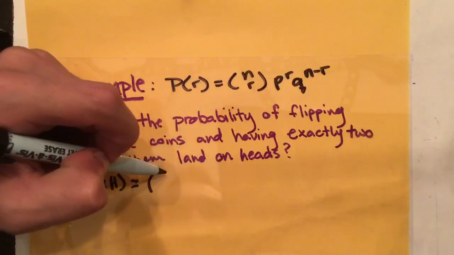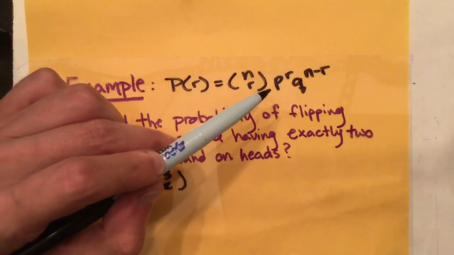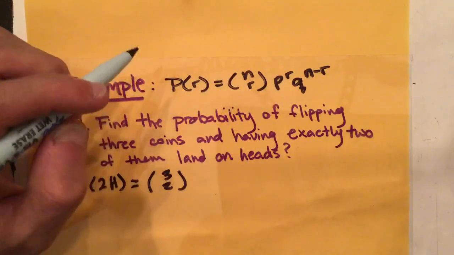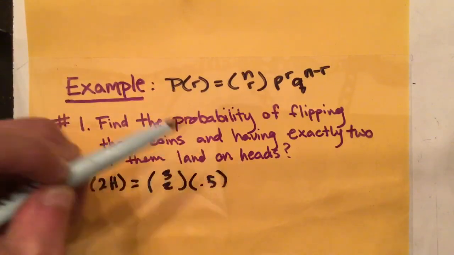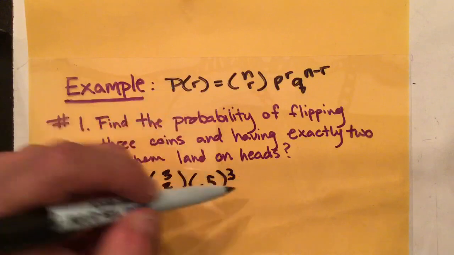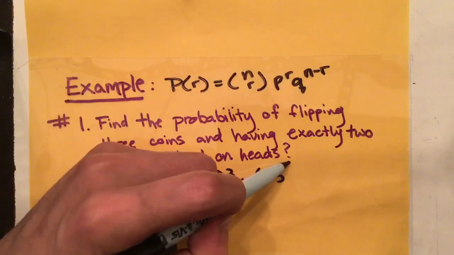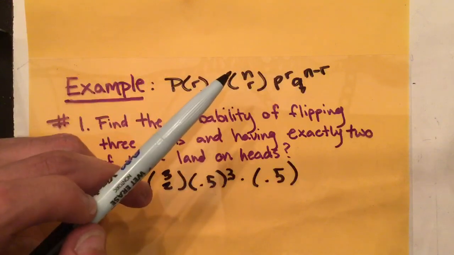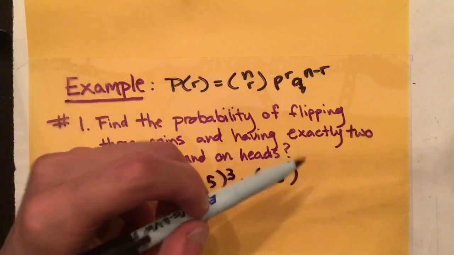So here we got 3 choose 2 times the probability of the thing we want to occur happening. So probability of success, which, it's a coin flip, they're both 50-50, but we're looking for heads. That probability is 0.5, raised to the rth power, so here it's going to be 2 heads, times the probability of it not happening, which is it landing on tails, which is also 0.5, raised to the n minus r power, which n is 3, r is 2, so 3 minus 2 is 1.